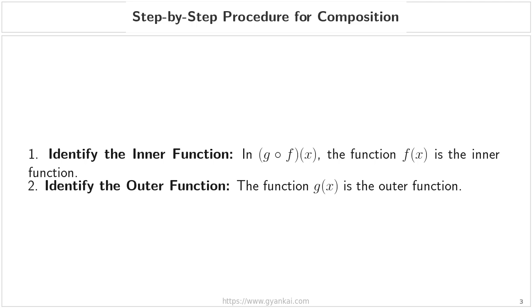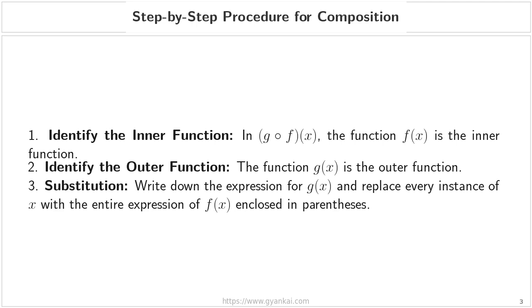Second, identify the outer function. In the same expression, g circle f of x, the function g of x is the outer function. This function acts upon the result produced by the inner function. Third, we move to the substitution phase. Begin by writing down the algebraic expression for the outer function, g of x. However, instead of writing the variable x, replace every single instance of x with a set of empty parentheses. This ensures that you maintain the correct order of operations.